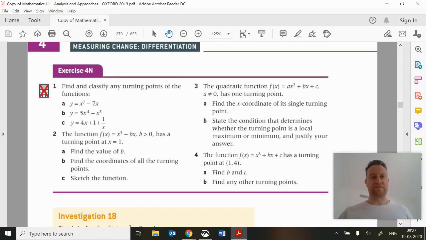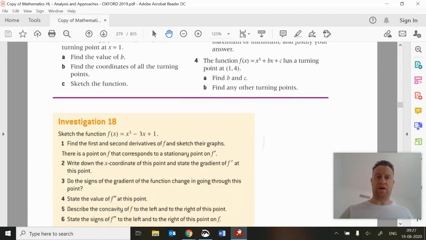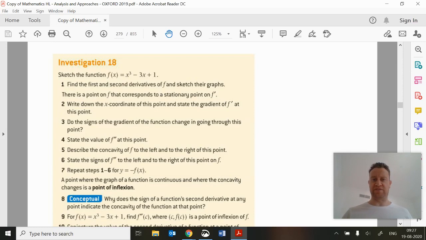Hi there, guys. Well, we've just done 4n. We're about to do 4o, and this is all about points of inflection. It's also about sketching graphs, using our first and second derivatives in order to come up with sketches for graphs.